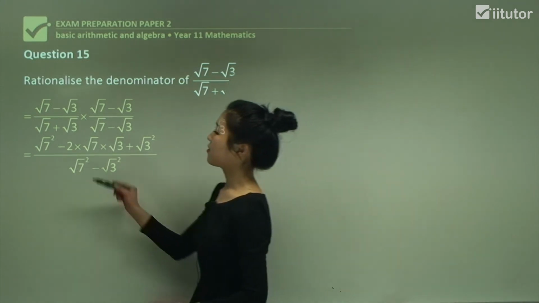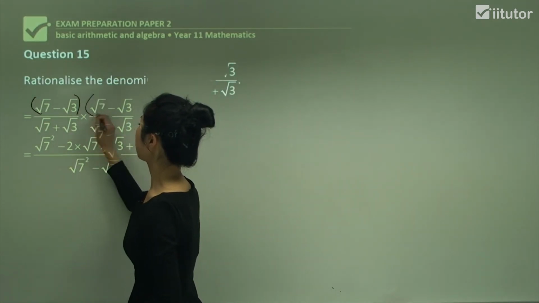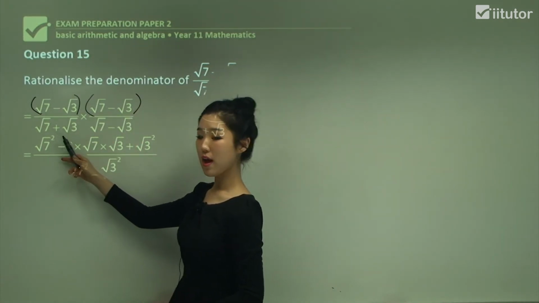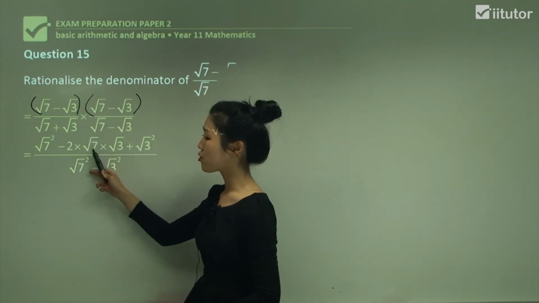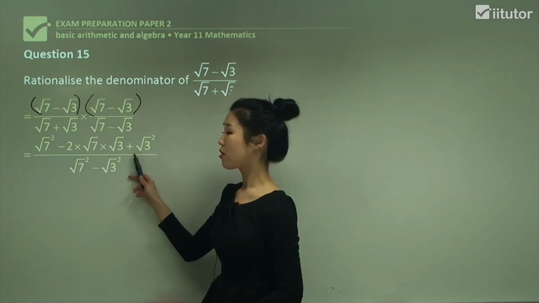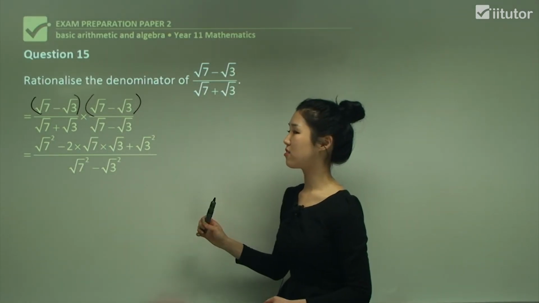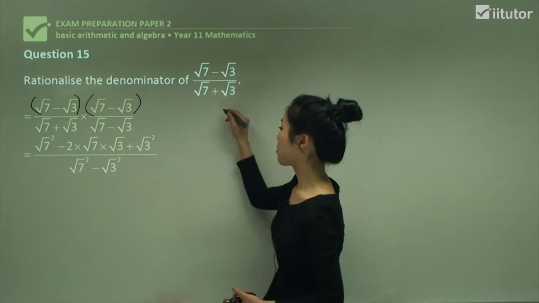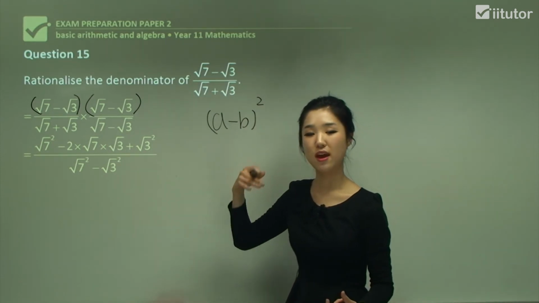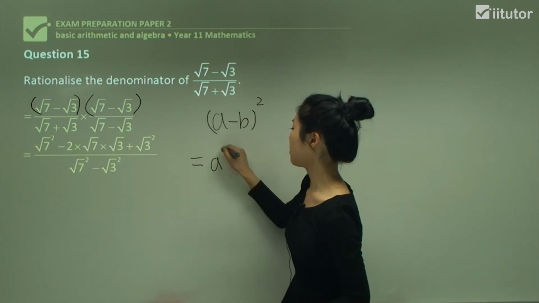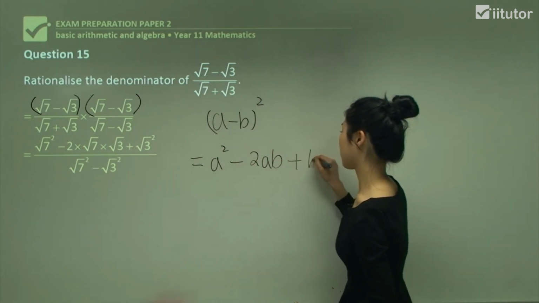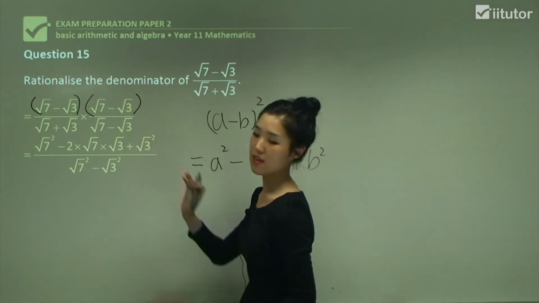So we'll expand. I like to use some brackets here just so I don't get confused. This times this is going to be root 7 squared minus 2 times root 7 times root 3 plus root 3 squared. So this is just an expansion like we did in the previous one, but remember this time it's a minus b squared, whereas the previous question we used a plus b squared. So the only difference is this is a negative. I'll just write this just in case. So that's what I'm doing here, just using that expansion.